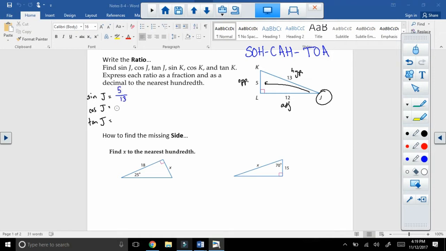That's the ratio. If I want to write the ratio for cosine, cosine is adjacent over hypotenuse, so in that case it's going to be 12 over 13. And for tangent, tangent is opposite over adjacent, so in this case that's 5 over 12.